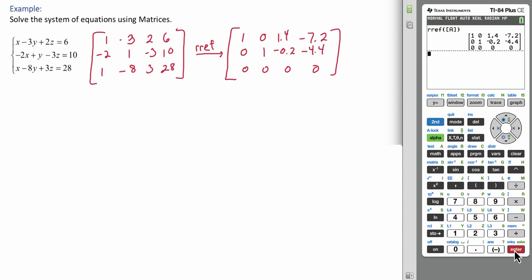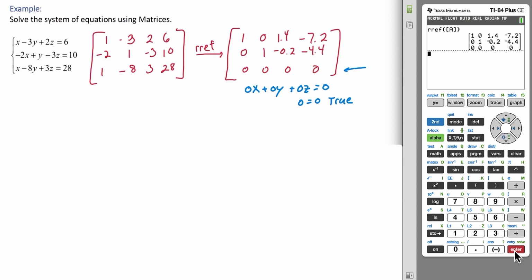Notice that the left coefficient matrix is not an identity. So if you come across a case where the left is not an identity, you want to look at the bottom row and translate that bottom row back into an equation. In this case, 0x plus 0y plus 0z equals 0, or 0 equals 0. That is a true statement. Since it's a true statement, that means we have an infinite number of solutions.